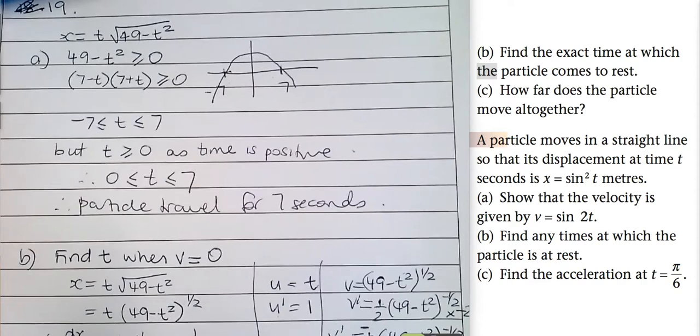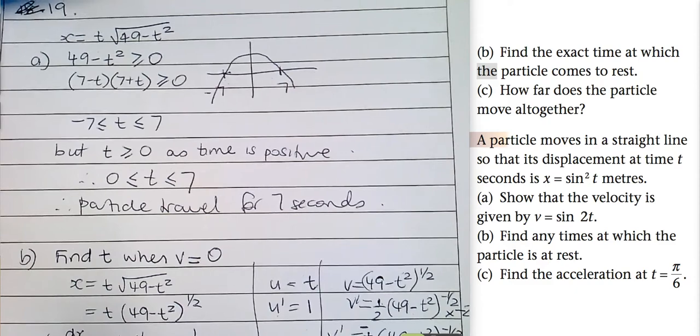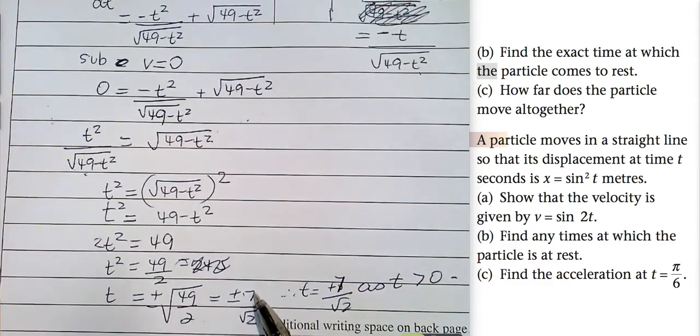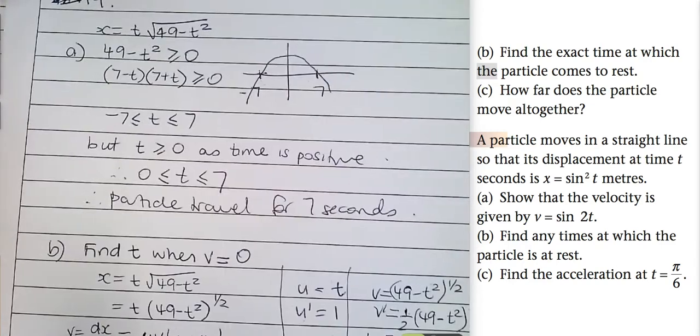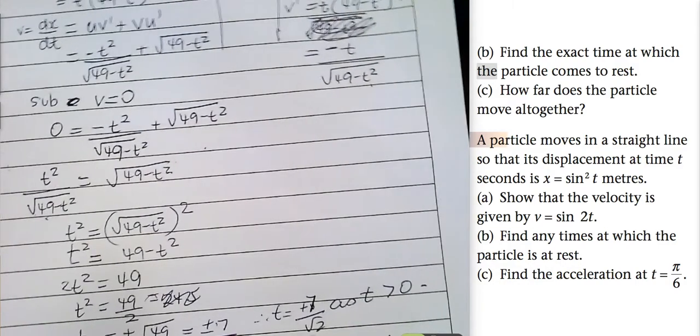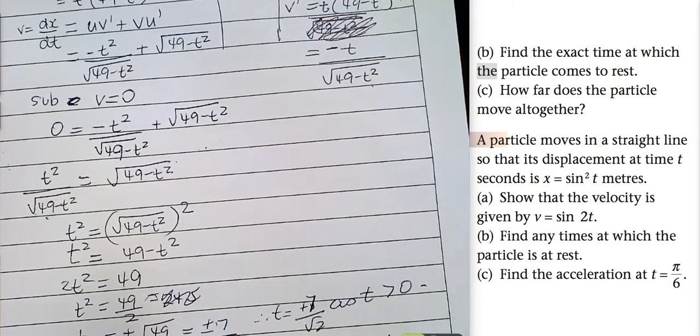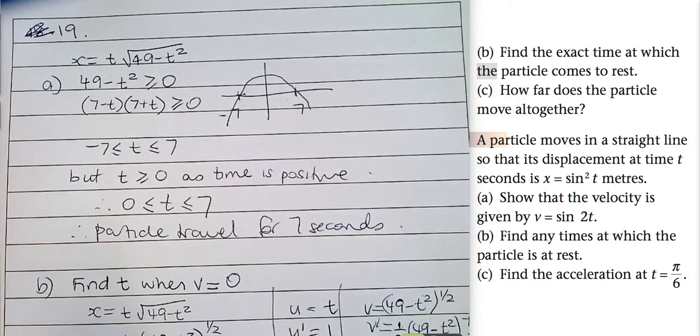We know that the particle only moves for 7 seconds. So we need to see what happens to the particle in the first 7 seconds. We know that at time 7 over root 2, the particle stops. Where were we originally? We need to work out where we are at the start. Yes, we are at 0, but you'll need to show it. Then we need to work out where we are at time 7 on root 2, and then where we are at time 7. Okay, let's go.